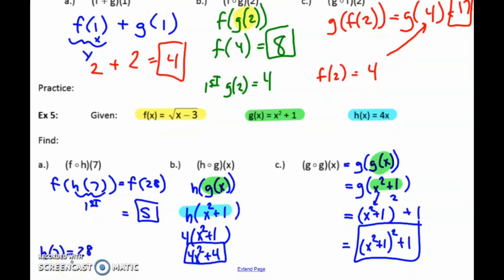All right, so we're going to stop there for Unit 1, day 2. And tomorrow we're going to introduce inverse functions and how to determine whether functions are inverses.